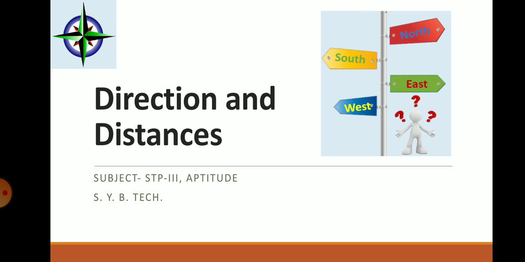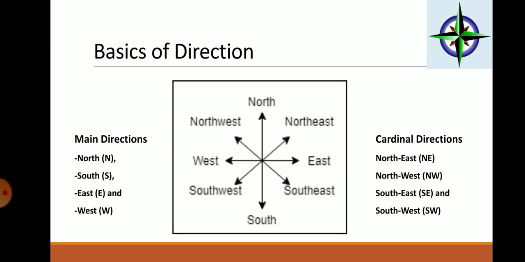Now in today's lecture we are going to study the third chapter, that is direction and distance. To solve these problems you must know the basics of direction. Typically in such questions, the theme consists of a number of instructions regarding the movement of a person from this direction to that direction, from the left hand side to the right hand side, and so on. We are asked to find the final location of the person and the distance travelled by him, or the distance between the initial and final position.